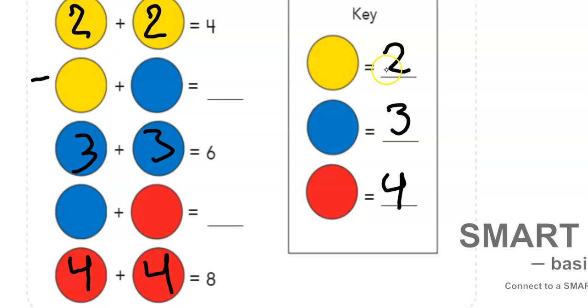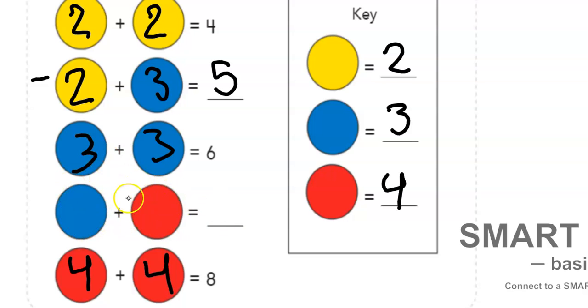So I see that my yellow dot equals 2, so I'm going to write 2 in there. And my blue dot equals 3, so I'm going to write 3 in there. Who knows what 2 plus 3 equals? Alakai, do you know what 2 plus 3 equals? Five. Good job. 2 plus 3 equals 5. You got that so fast, Alakai. Good job. All right. We're going to skip this one because this one is done.